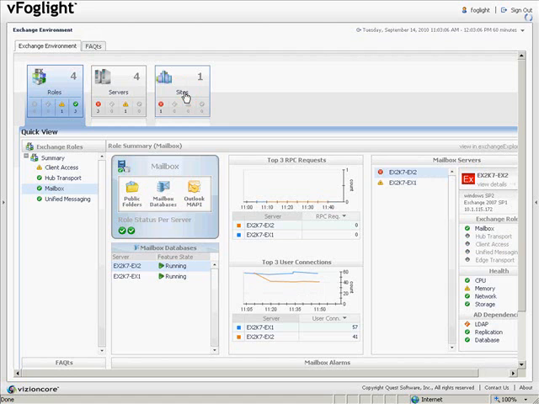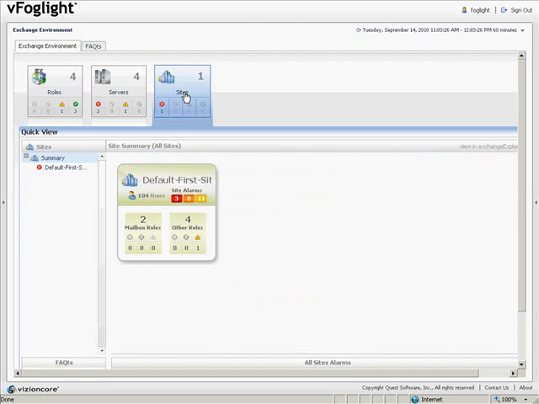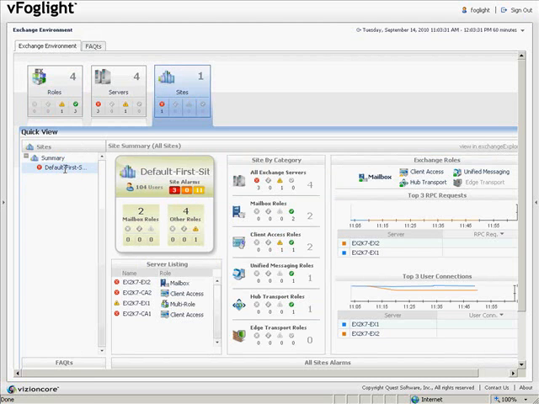Clicking on the Sites tile, we can see a list of sites. In this case, we have only one. And we can see some more information about this site. Status indicators, server listings, sites by categories, as well as their alarm indicator, Exchange roles, RPC requests, and other types of information that are available each time you click on a different Exchange role.